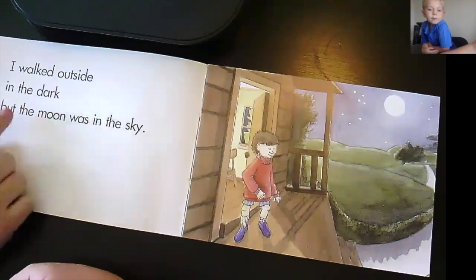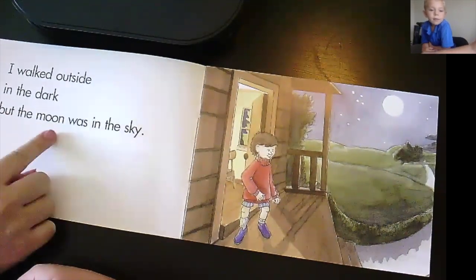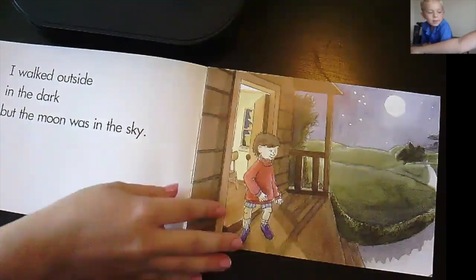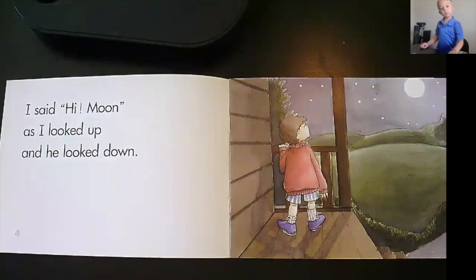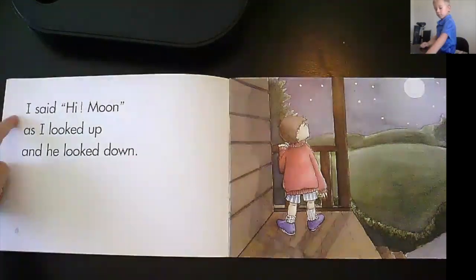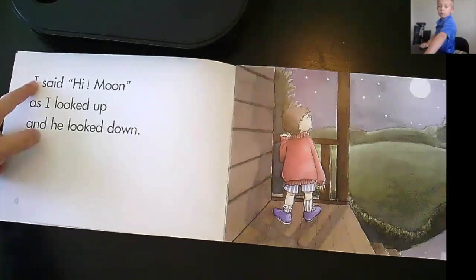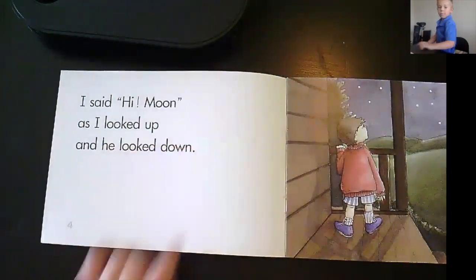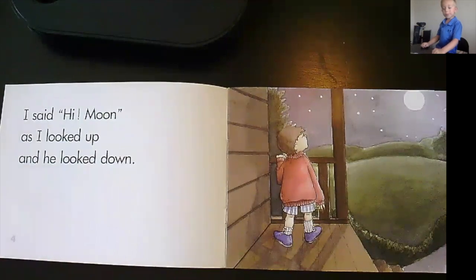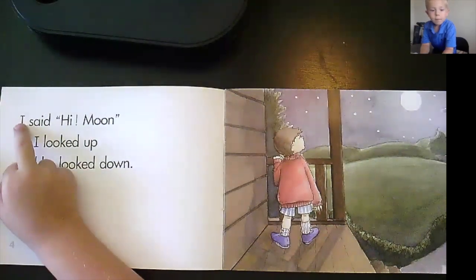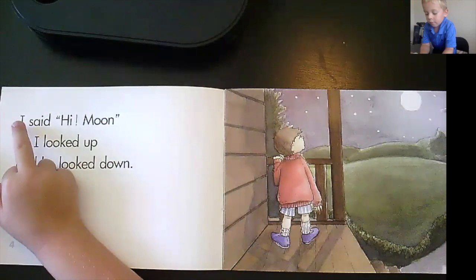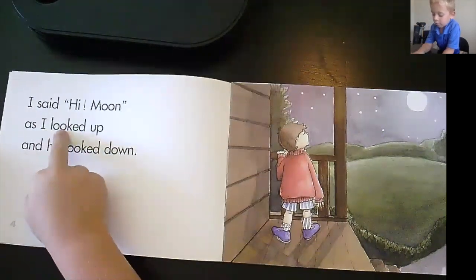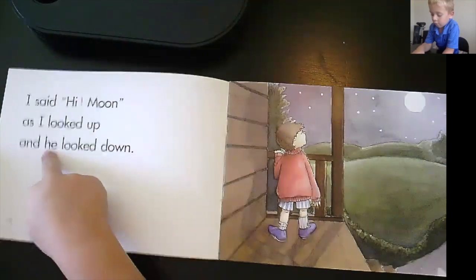I walked outside in the dark, but the moon was in the sky. Show me where I start. Which way do I go? Good job. Can you point to it as I read? Mm-hmm. I said, you got to point to it on the book. Look at the book. I said, "Hi, moon," as I looked up and he looked down.